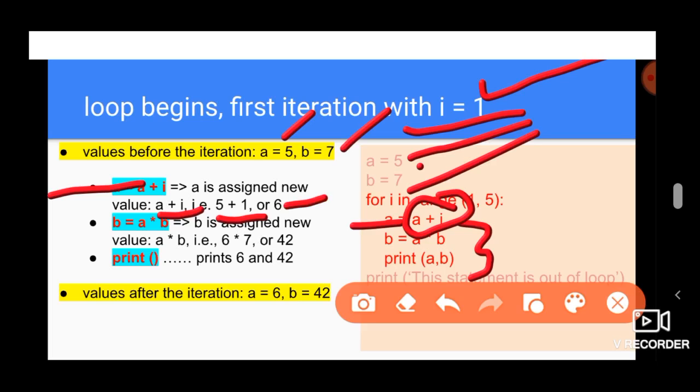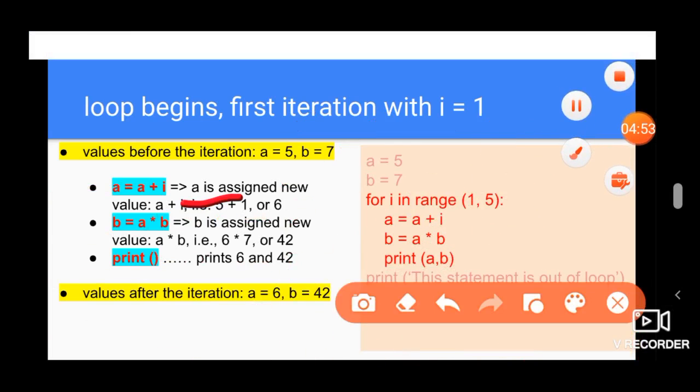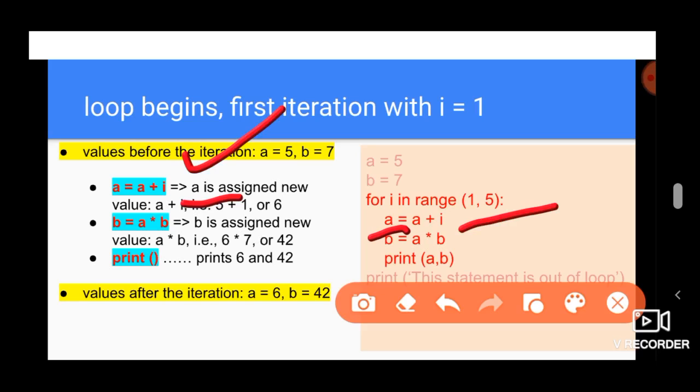And where does this value 6 go? It is assigned to A. See, A is equal to A plus I is written, so A is the variable which is being assigned this value 6. So the value of A, which was 5, has now become 6. Right, now let us see the next statement.